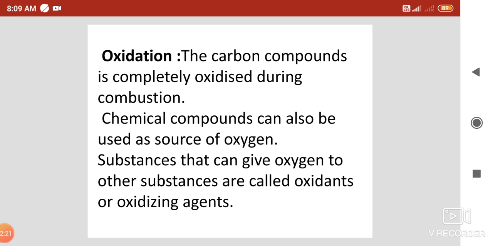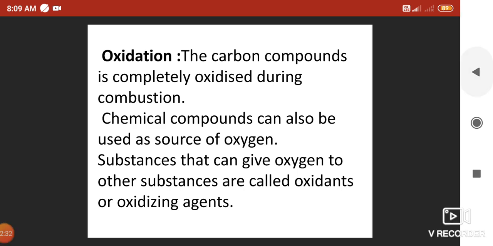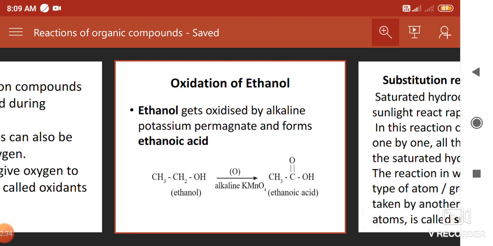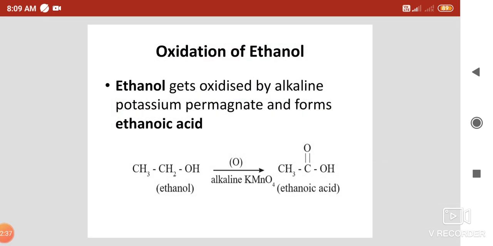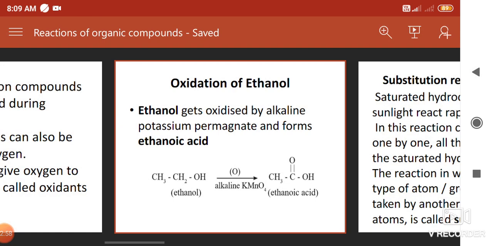Similarly here, ethanol, after oxidation in the presence of alkaline potassium permanganate, gives ethanoic acid. It is also called acetic acid. So ethanol undergoes the oxidation reaction, and this oxygen is a nascent oxygen. It is given by this alkaline KMnO4. So we get acetic acid, also called ethanoic acid.